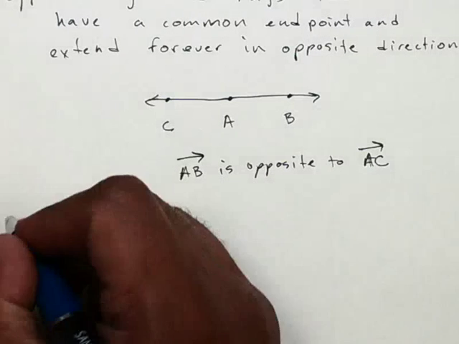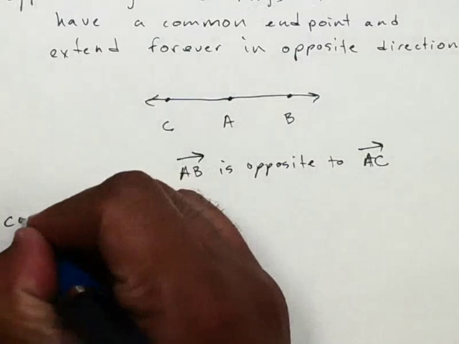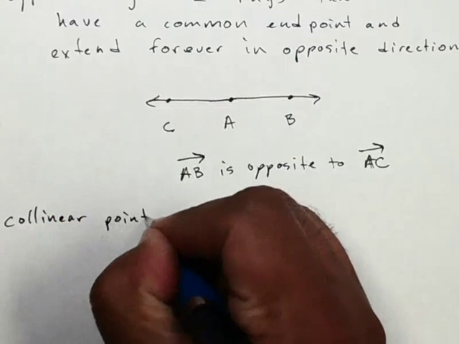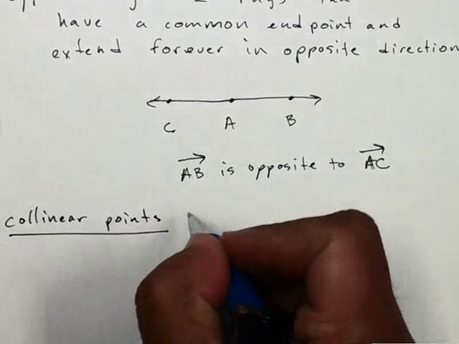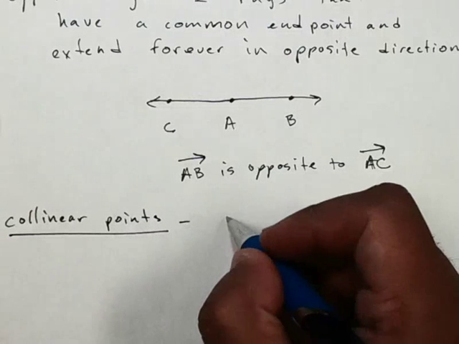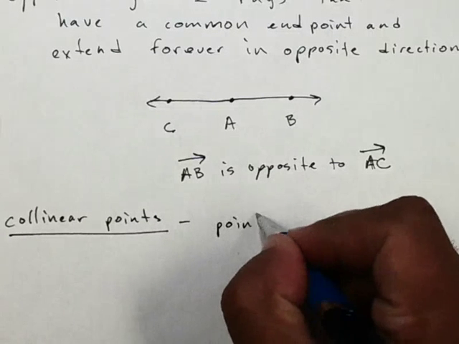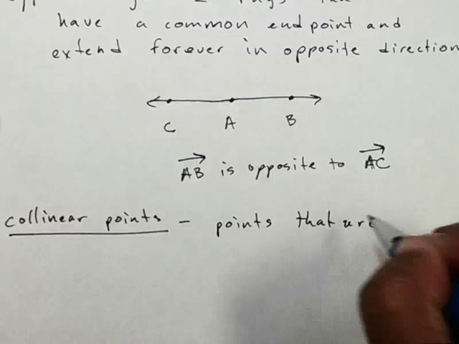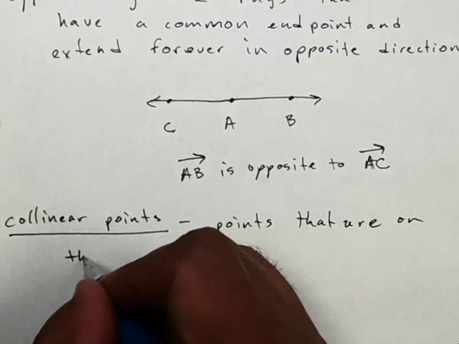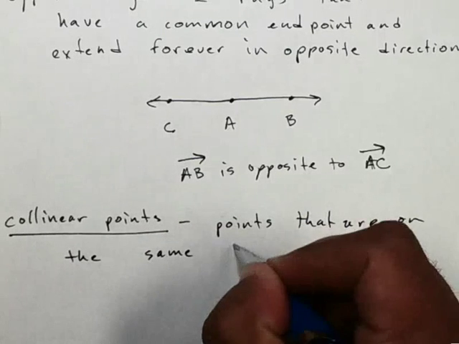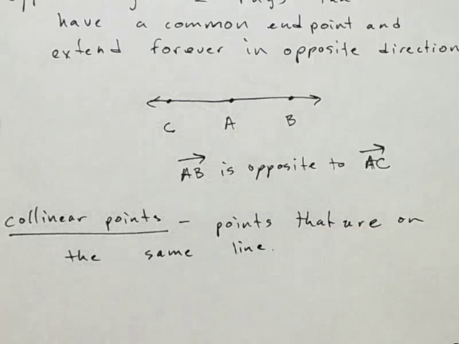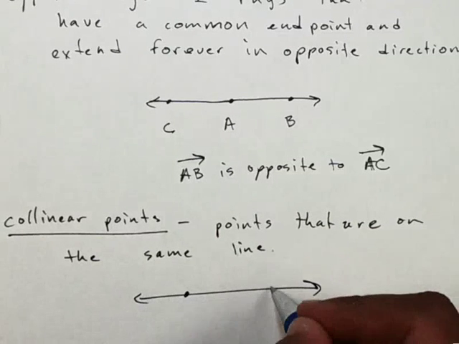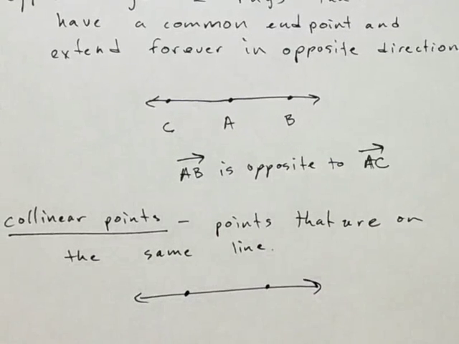All right, next we have this word called collinear. Collinear points, and those are just points that are on the same line. Okay. It's also important to know that any 2 points would be on a line. Any 2 points make a line.